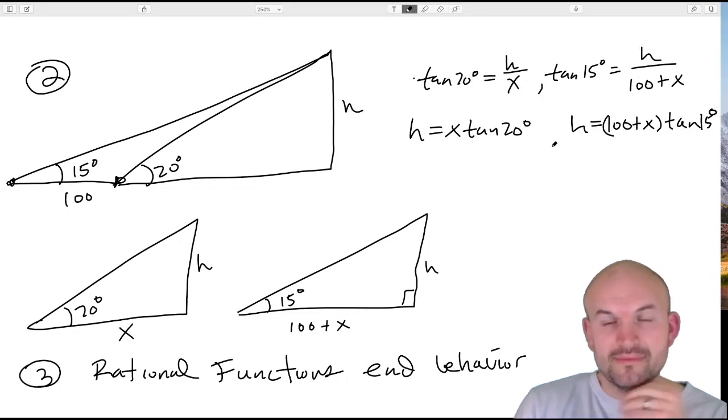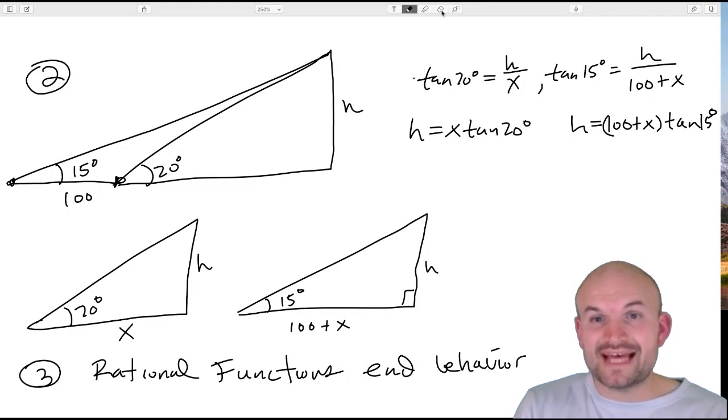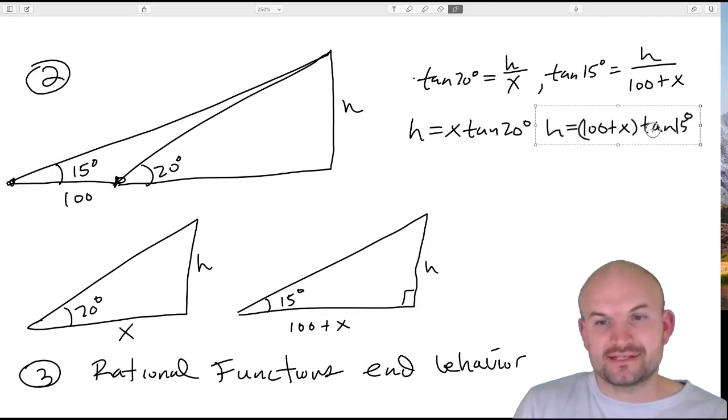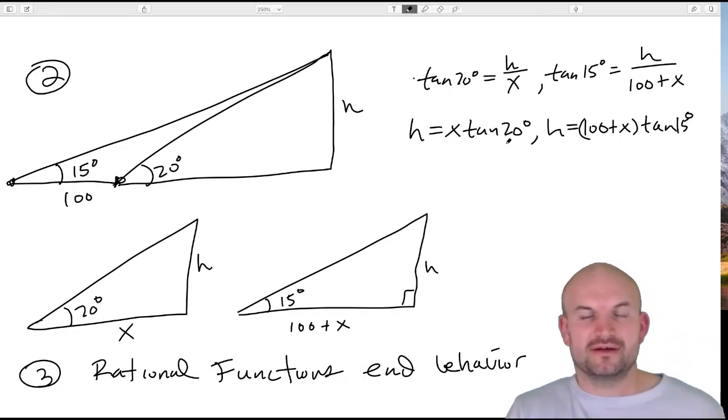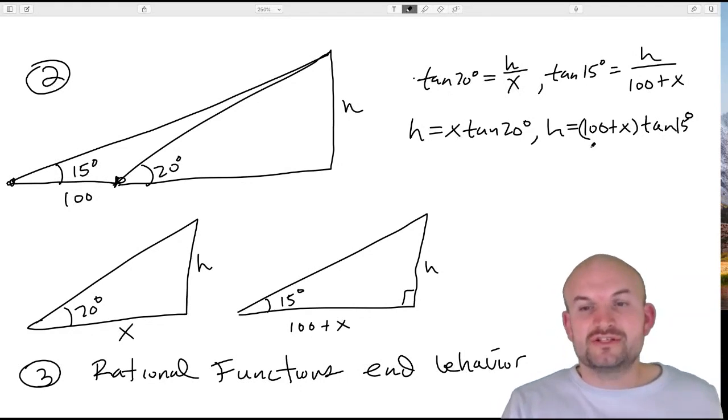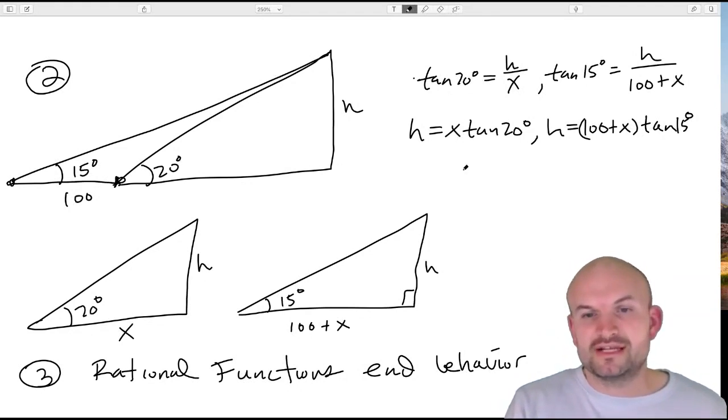There you go. Okay, so now since they're both equal to h, I can set them equal to each other and solve for x, right? So that's the power of being able to have these two variables here. It's basically like another system. We have them both set equal to h. So now I can set them equal to each other and go ahead and solve for x.